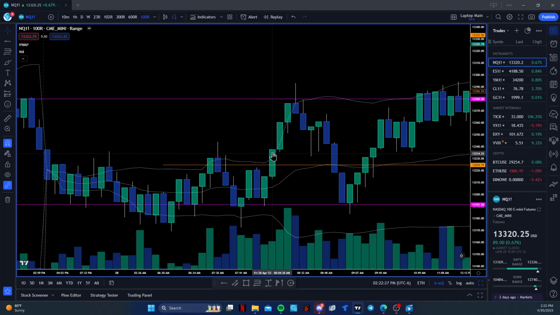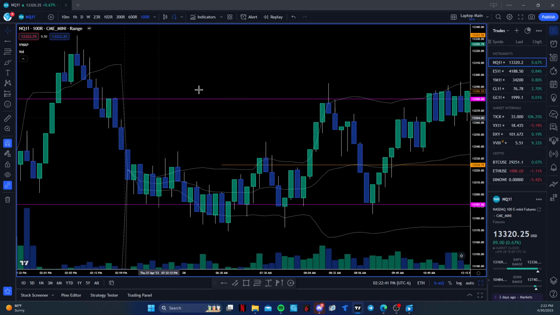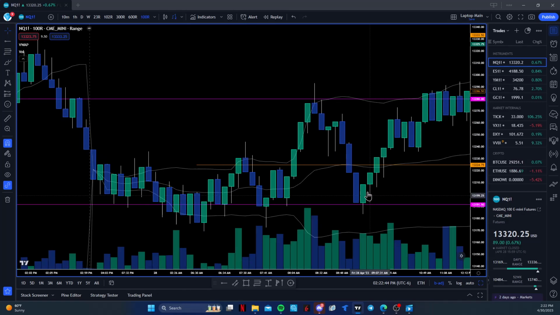We went up, we broke VWAP or broke the outer band, but notice you're not taking a short here and you're not taking a short here, even though you are extended beyond the outer band. It's because we're not at a level. I would only take those entries on extensions beyond the bands at levels.